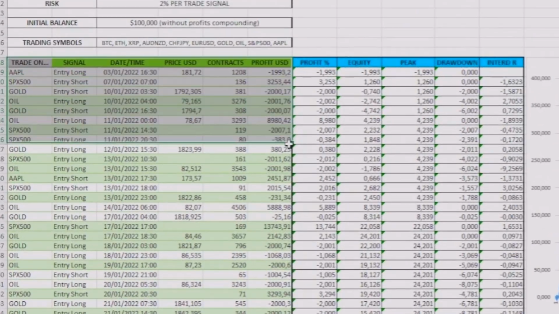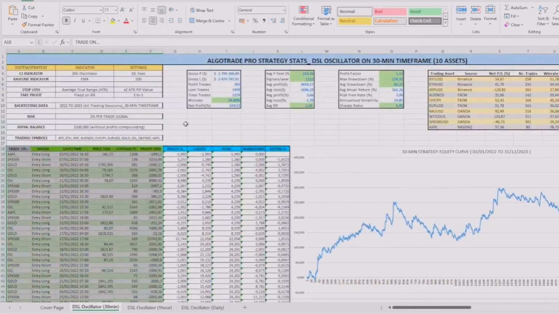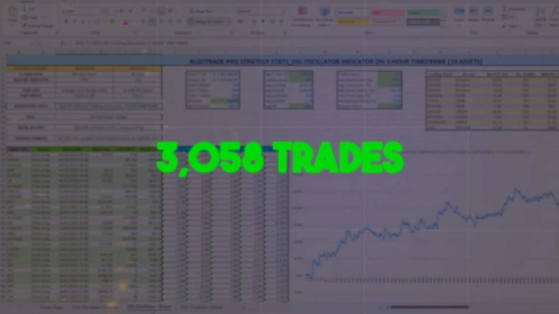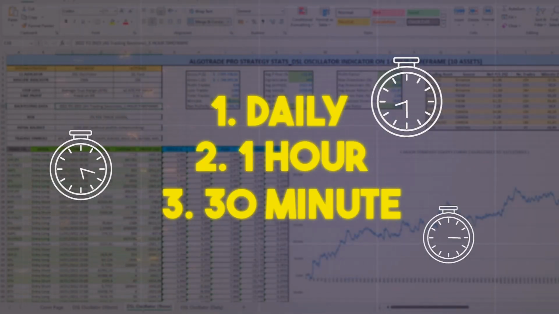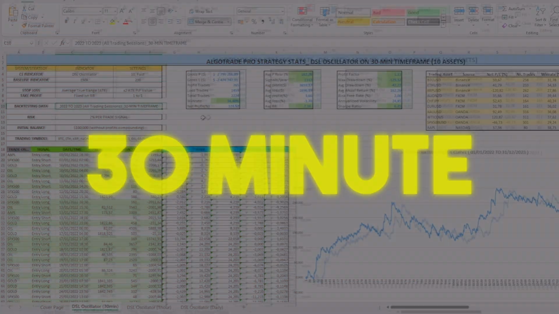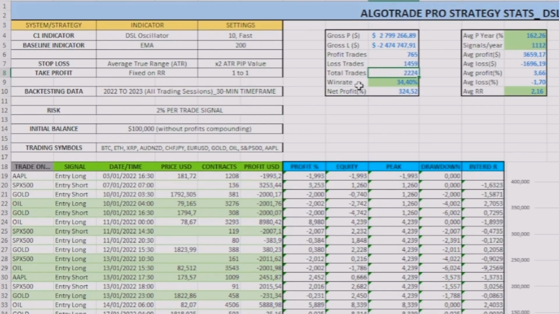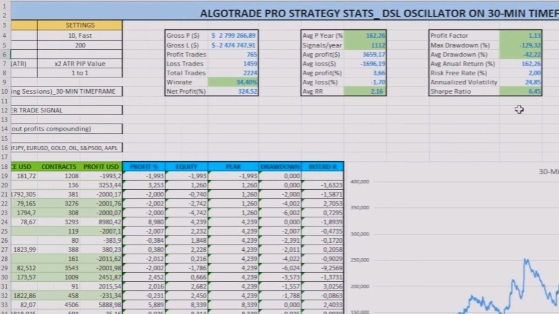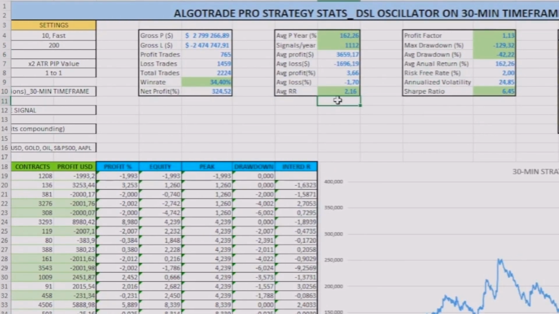After inserting all the trades into my trading journal, I got an analysis of about 4,000 trades across the 3 different timeframes. In the 30-minute one, after more than 2,200 trades, the DSL Oscillator got a small win rate of 34%, but a substantial net profit of 324%, and this happened due to its average risk-to-reward ratio, which was above 2.